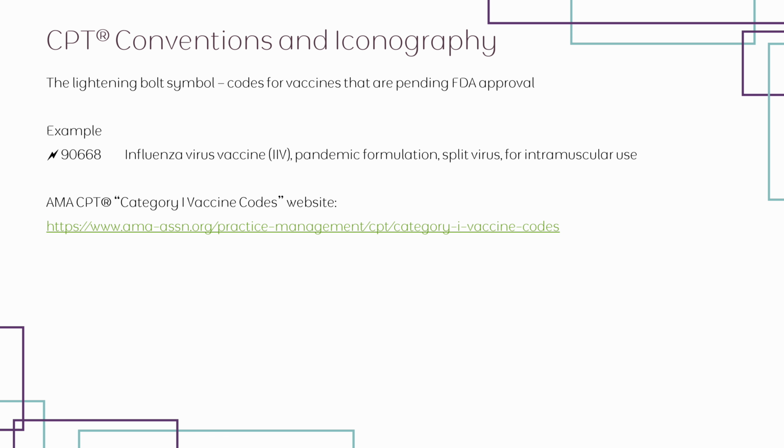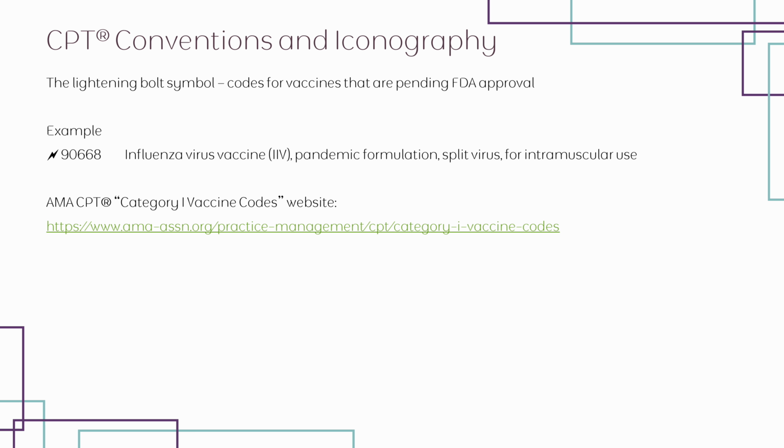Now, let's review one final symbol that's used in the CPT codebook. Locate code 90668 in your codebook now. You'll notice that there is a lightning bolt symbol next to this code. The lightning bolt symbol identifies codes for vaccines that are pending FDA approval.